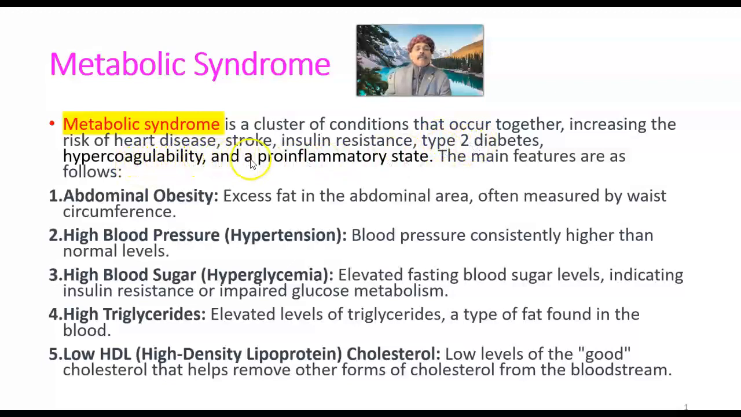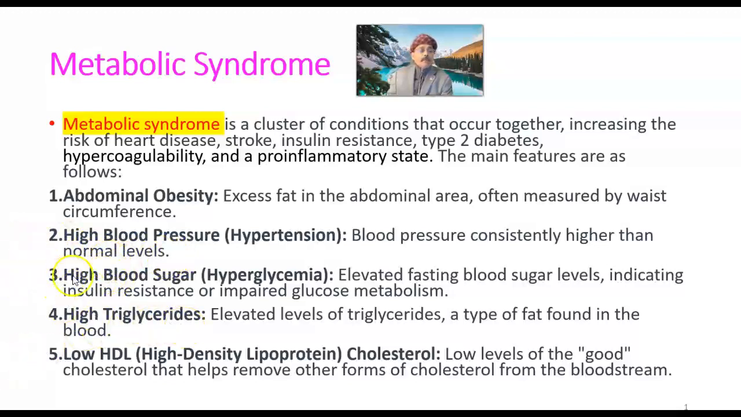hypercoagulability, and pro-inflammatory state. The main features are as follows: abdominal obesity, a lot of fat around the abdominal viscera, excess fat in the abdominal area, often measured by waist circumference; high blood pressure, hypertension, blood pressure consistently higher than normal levels. Due to the pro-inflammatory state, there is also increased chance of getting atherosclerosis.